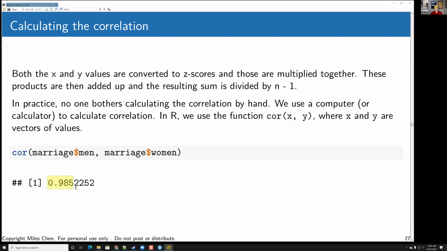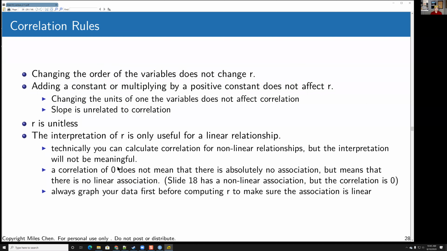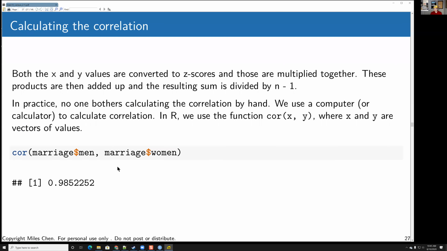So remember, the maximum correlation is 1.0, and here we're getting a correlation of 0.985, which is very, very high, indicating a very strong relationship between men's age of first marriage and women's age of first marriage. So that's what we have here. And this is how you can go about doing something like that in R.